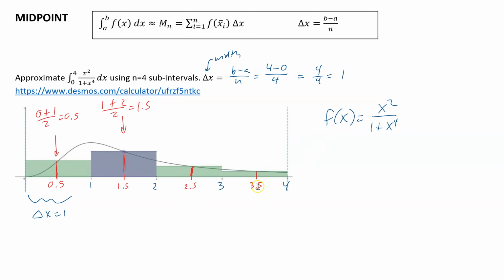2.5, it tells us the height. 3.5, it tells us the height. Okay, so I'm going to show you a couple ways to figure these out, but what we need is f of 0.5 plus f of 1.5 plus f of 2.5 plus f of 3.5, and then we multiply this entire thing by the height, or the width, I mean. The width here is our delta x, which is 1.